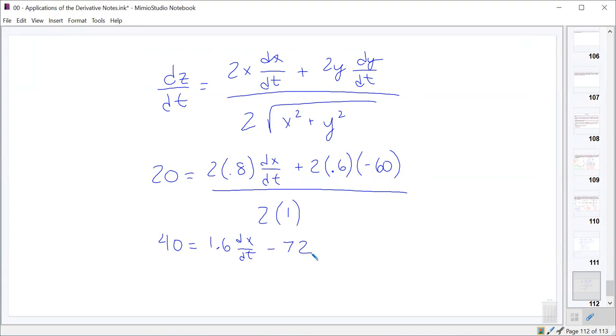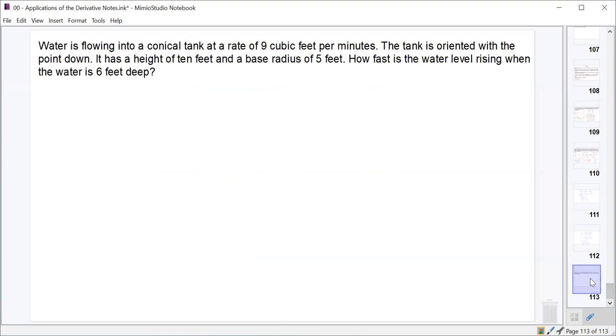We'll add the 72 and divide by 1.6, which gives us dx/dt is equal to 70 miles per hour. So whichever method you choose to use, it doesn't really matter. You'll get the same answer. We're going to look at one more related rate problem here, and then we'll be done with the unit.